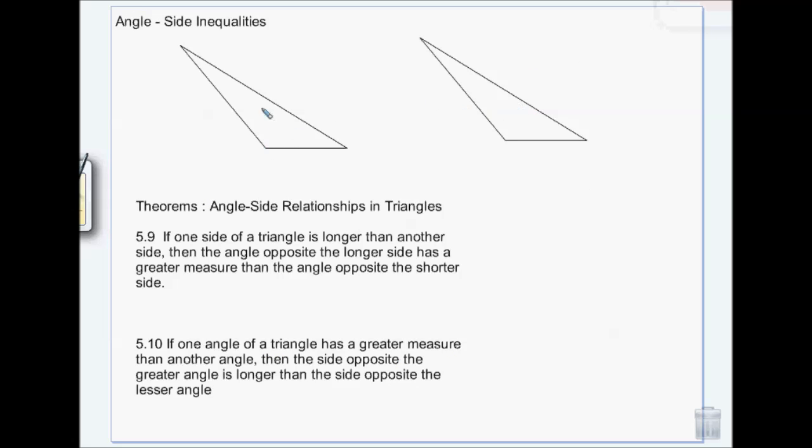Side inequalities. What we have is, if one side of a triangle is longer than another side, then the angle opposite the longer side has a greater measure. So if we have the longest side, it's going to be across from the largest angle. And likewise, if we have the smallest side, it'll be across from the smallest angle.